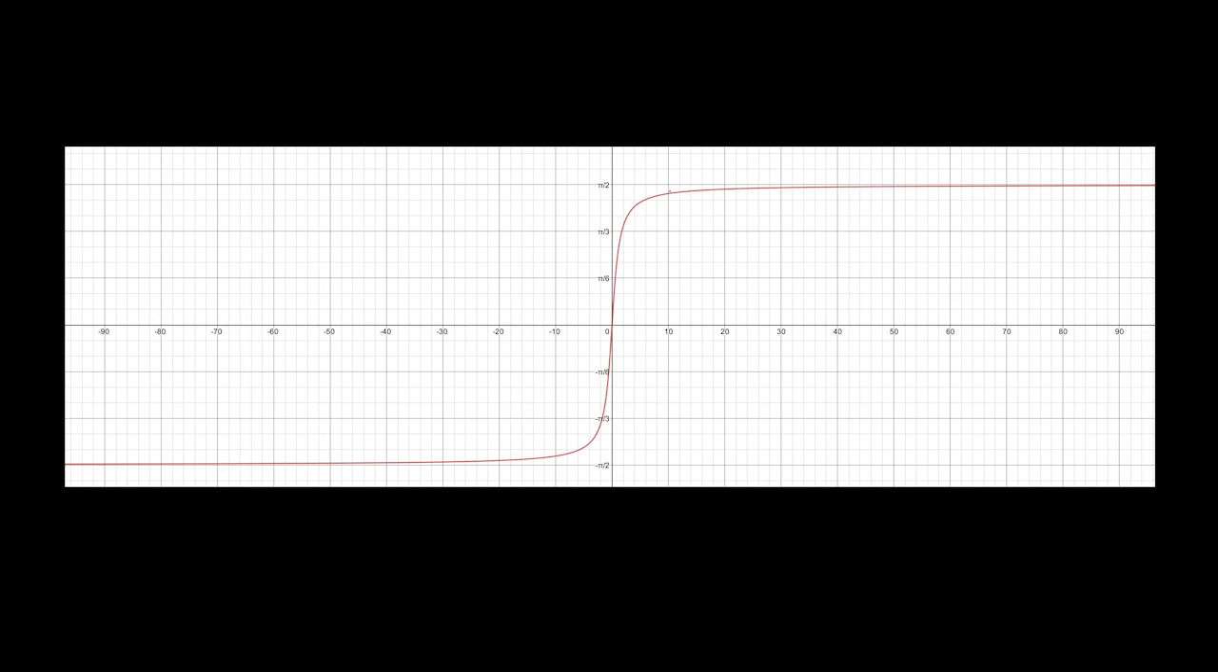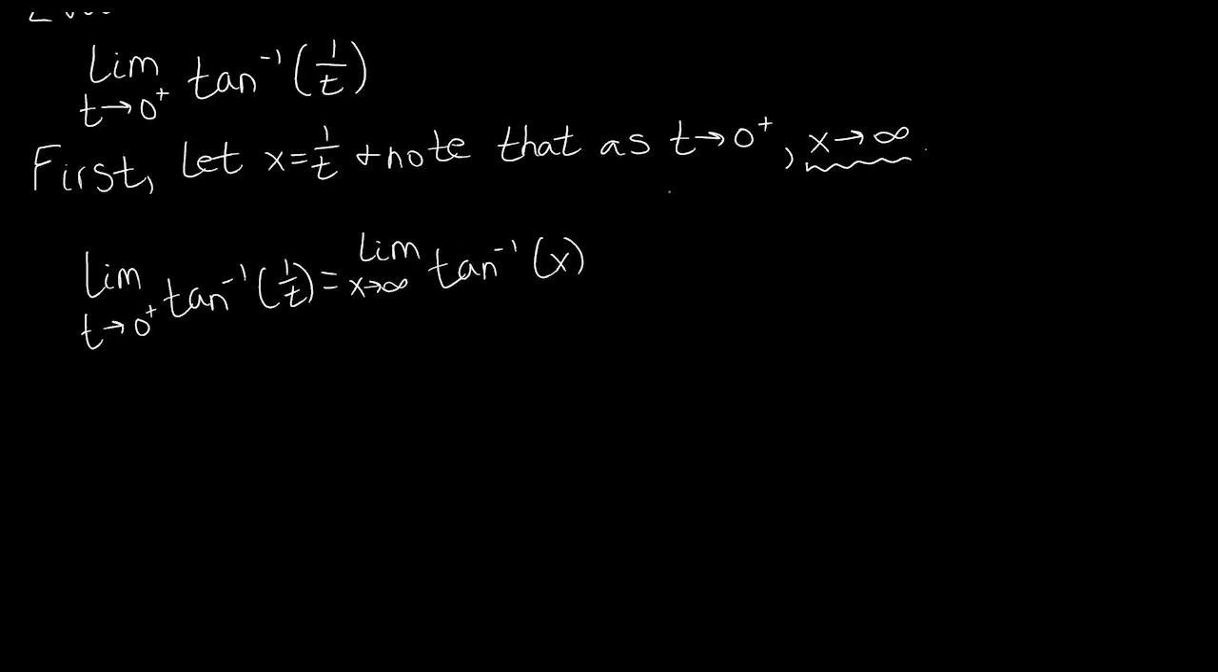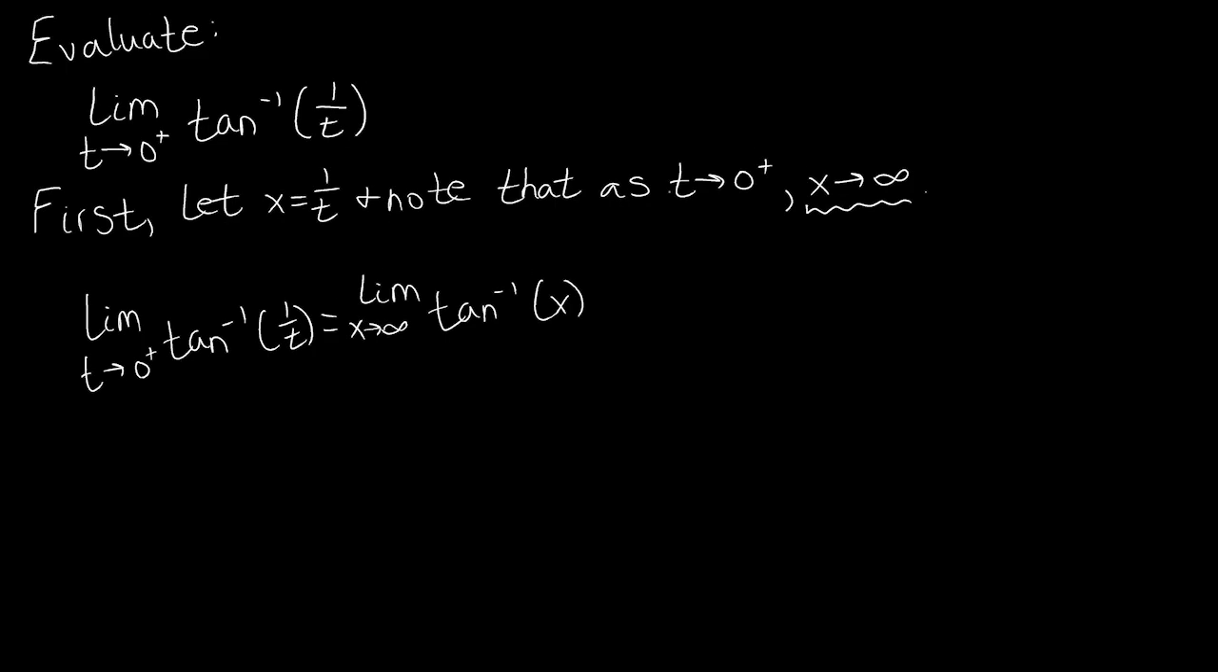So with that being said, we scroll back up to what we have, and we see that as x approaches infinity here, the limit of tangent inverse of x will be pi over 2, because that's the value that tangent inverse approaches as x grows arbitrarily larger and larger.